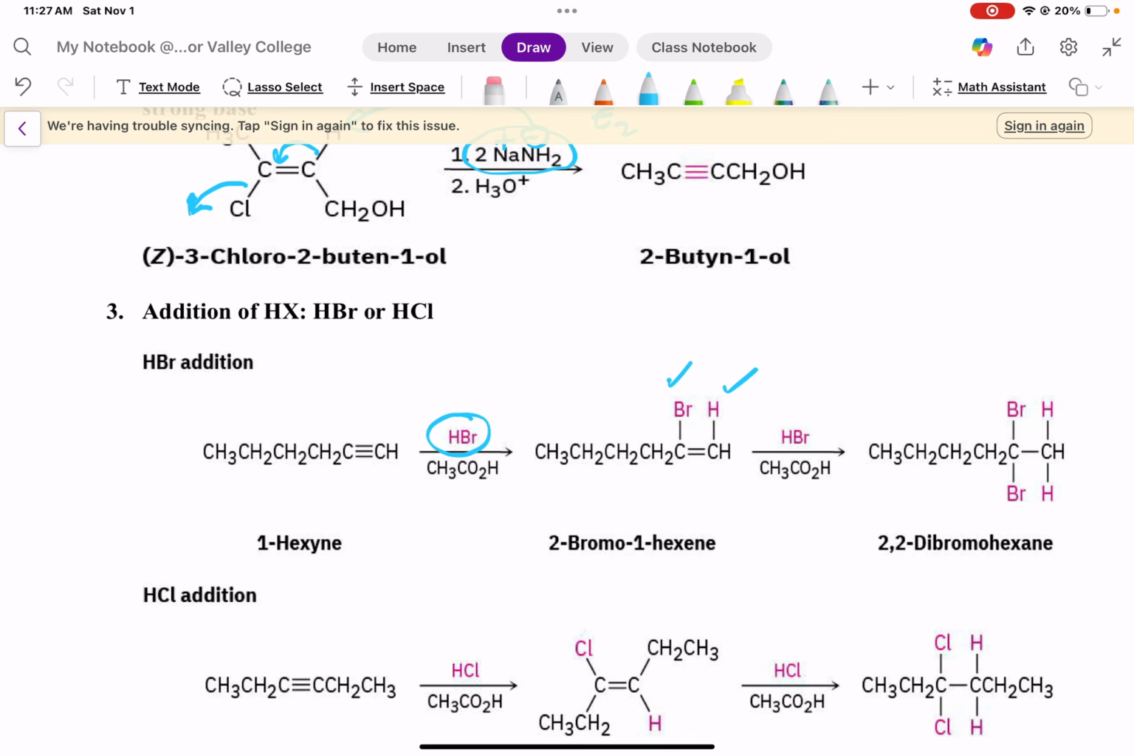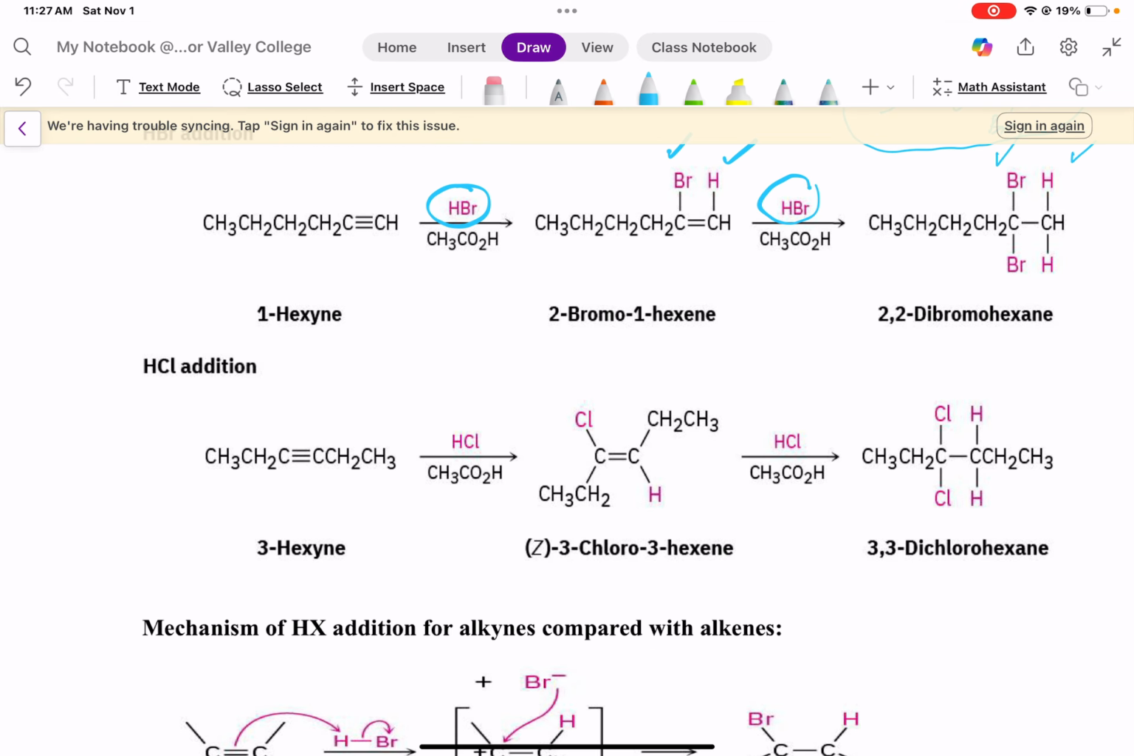Now here's a nice thing. You can add the second mole of HBr, and it's going to happen the same. Both Br go into the more substituted carbon, and then both hydrogens go to the outside, right? That's 1, 2, 3, 4, 5, 6. So you can do it like that. Br. That's it. 1, 2, 3, 4, 5, 6. That's the same.